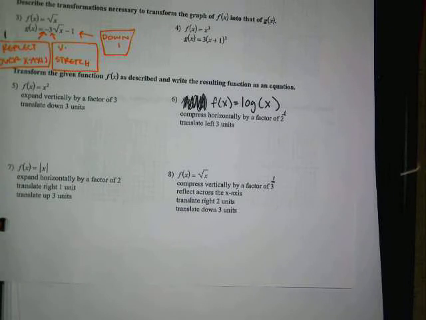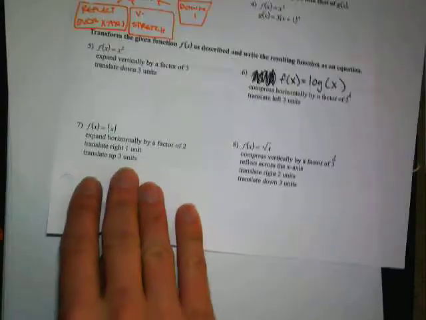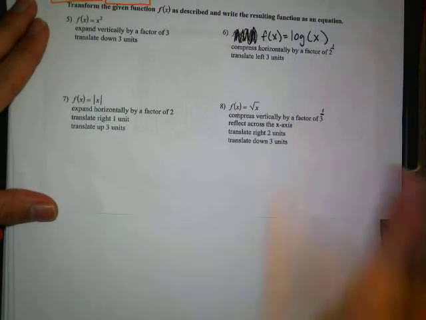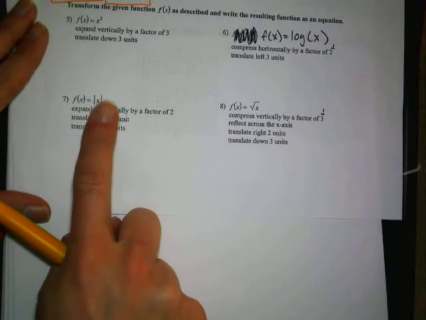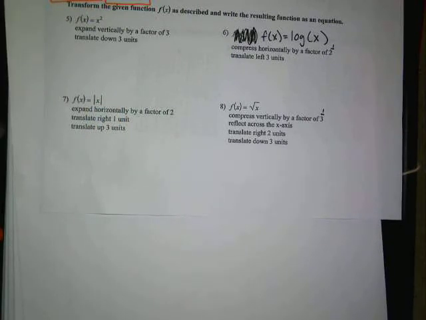Wait, but it's a horizontal compression, so it wouldn't be a fraction. When you put it into the function, you'll switch it. So I'm going to do number 7 specifically because it's a horizontal, and so it's a b value, and I want to show you what happens there.